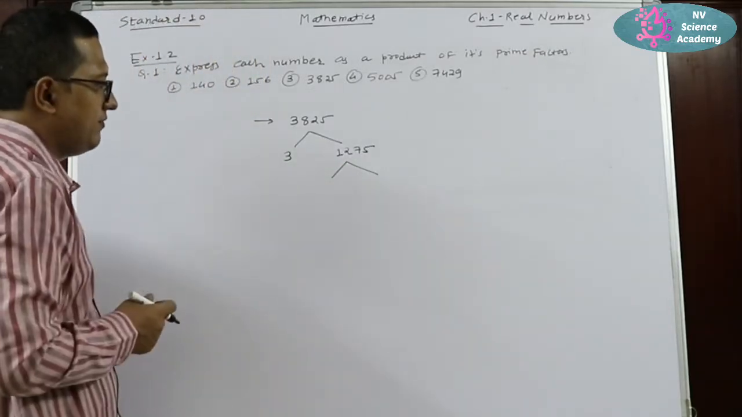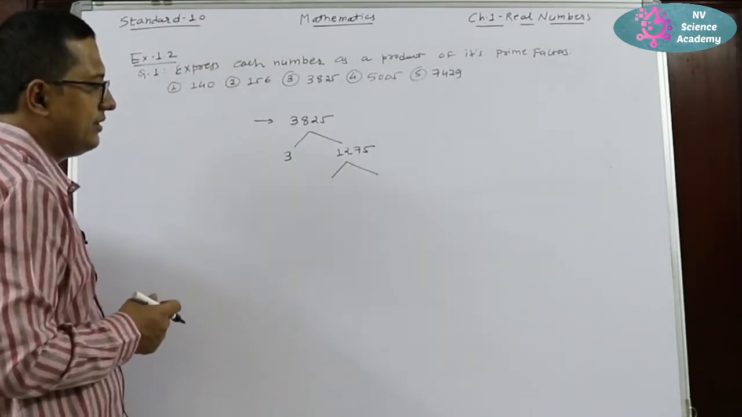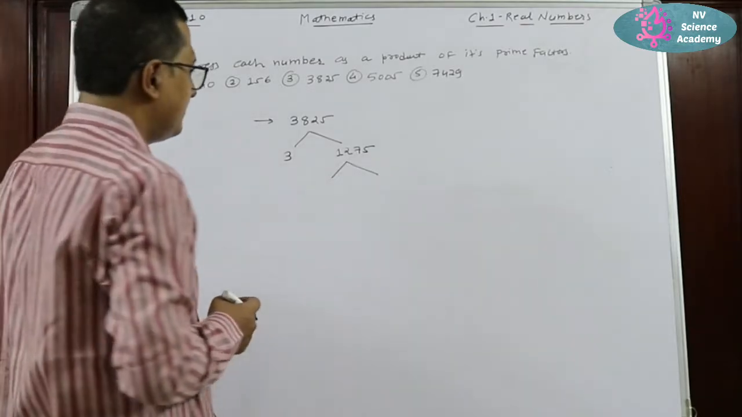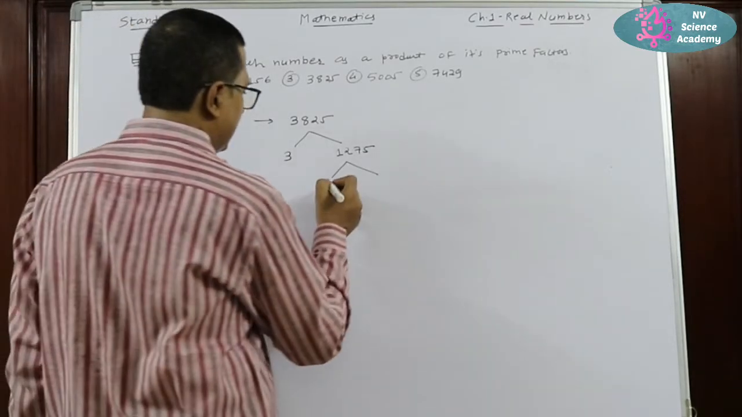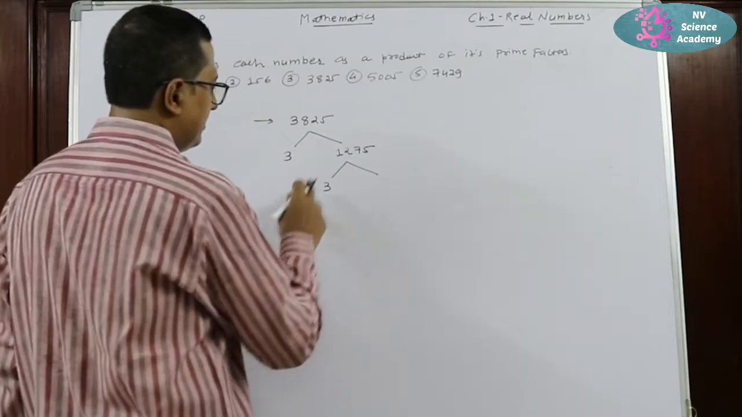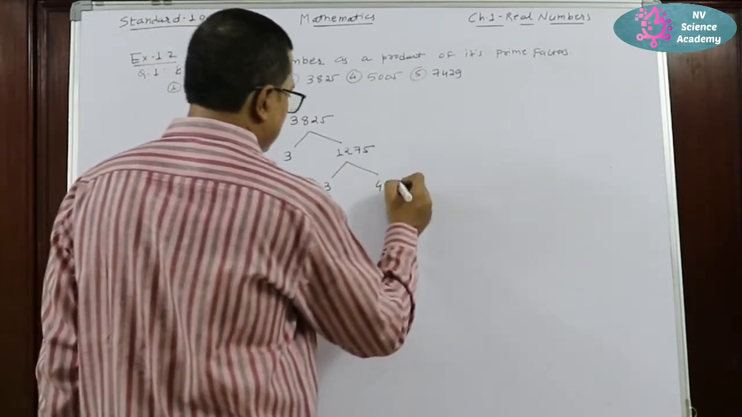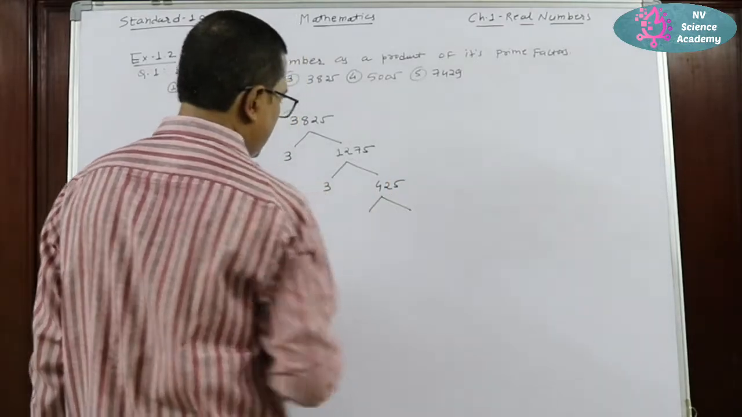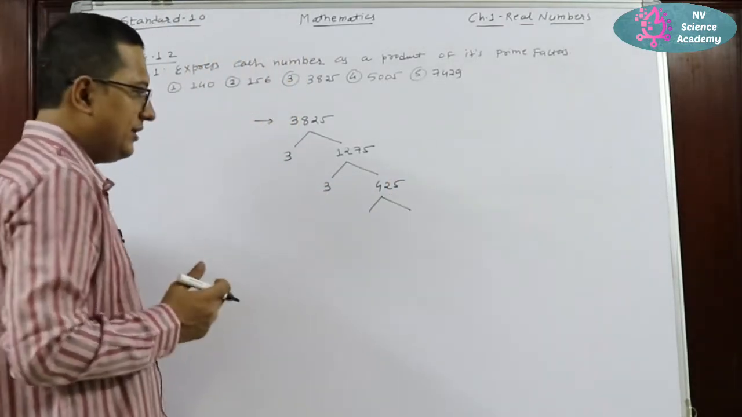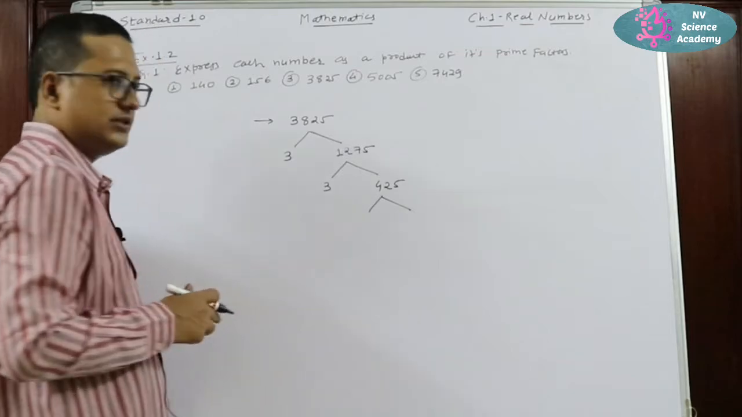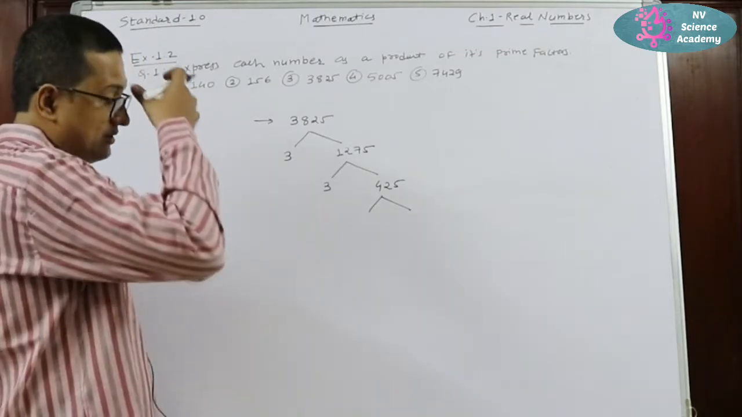Again check 1275. 1 plus 2, 3. 3 plus 7, 10. 10 plus 5, 15. So again we can divide this number by 3. So 3 4s are 12. 3 2s are 6, 15. So 3 5s are 15. Now check again for 3. 4 plus 2, 6. 6 plus 5, 11. So we cannot divide this number by 3.